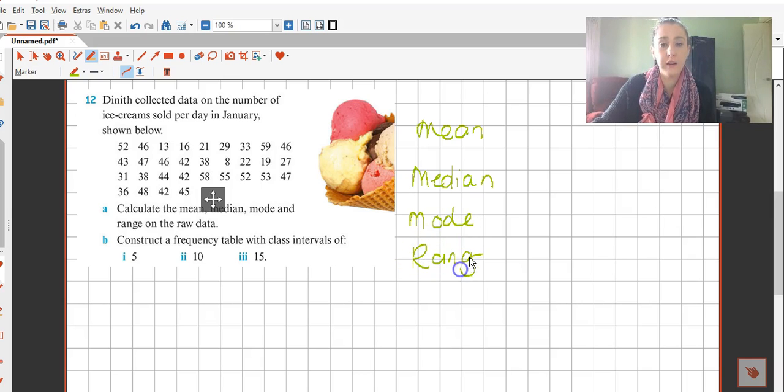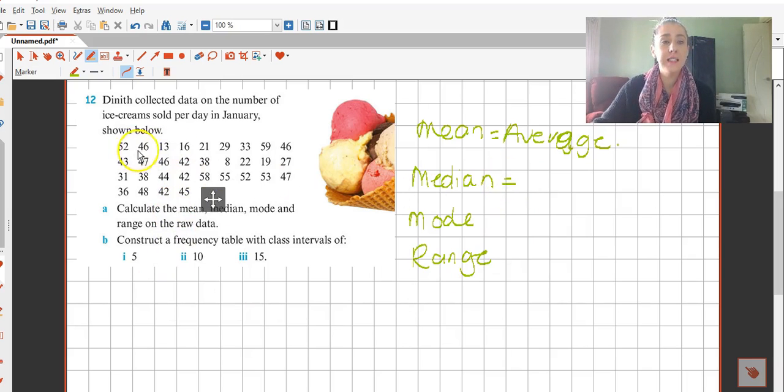All right. So mean is average. What we need to do is add up all of these data points and then divide them by the number of data points in that collection.